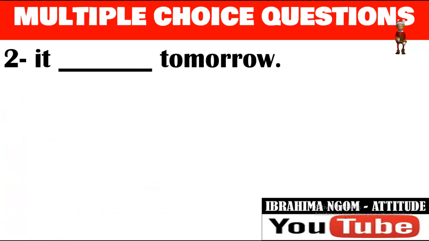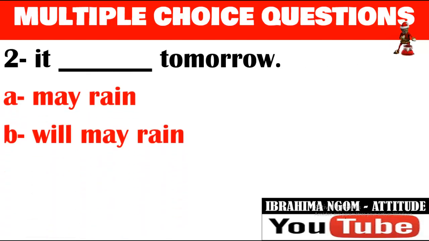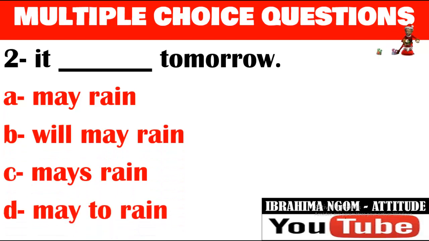Number 2. It may rain tomorrow, will may rain tomorrow, mays rain tomorrow, or may to rain tomorrow. Which one is the best? The best one is may rain. Why? Here we have modal plus base form. B is impossible, will may doesn't exist. C is impossible, you don't have S on modals. May to rain, D is impossible because modals are not followed by full infinitive, like you have here to rain.